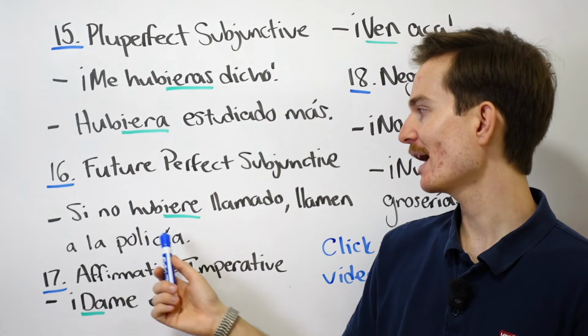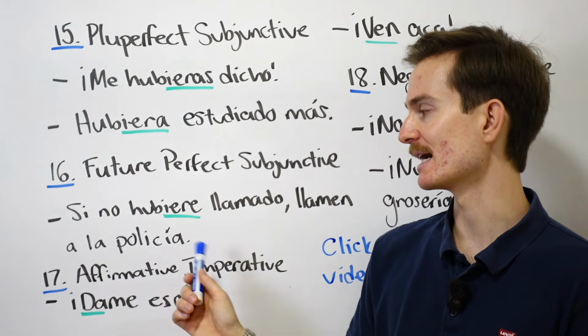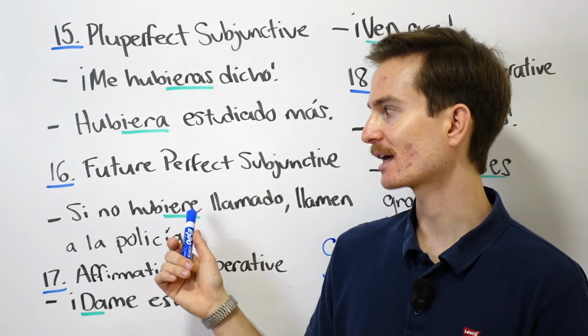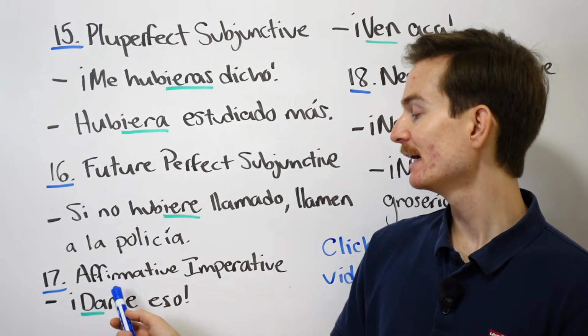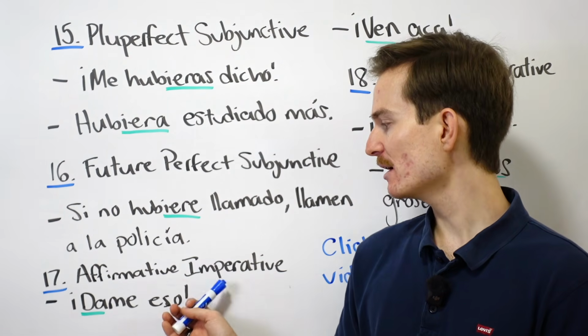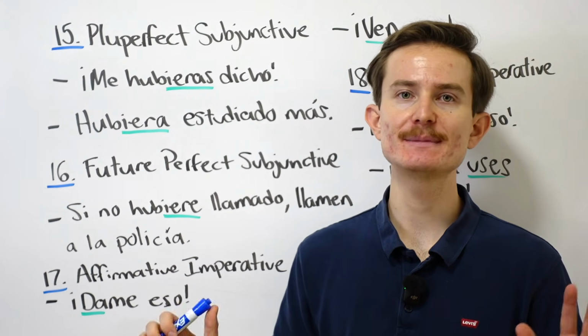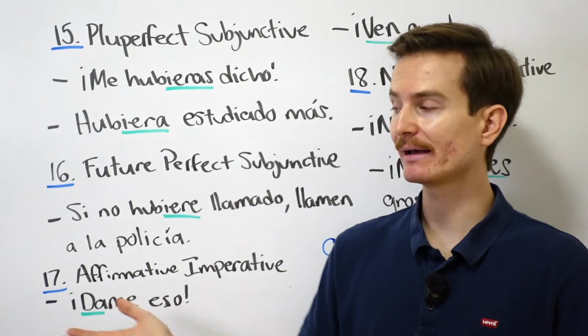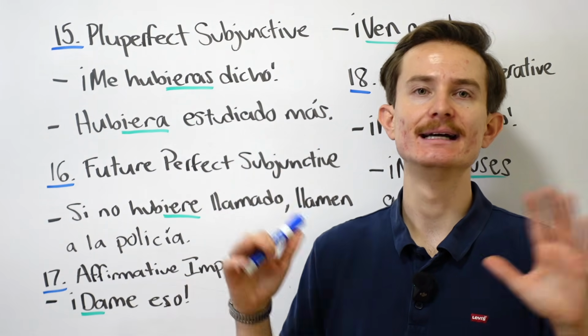Okay, so si no hubiere llamado, llamen a la policía. So if I will have not called, call the police. No one uses this. It's just coming from literature. Okay, and finally, the affirmative imperative, dame eso. Okay, so when you hear the imperative, it just means a command. Technically, it's a mood in Spanish. I don't know why they consider it a mood. It's just confusing. It's simply a command.